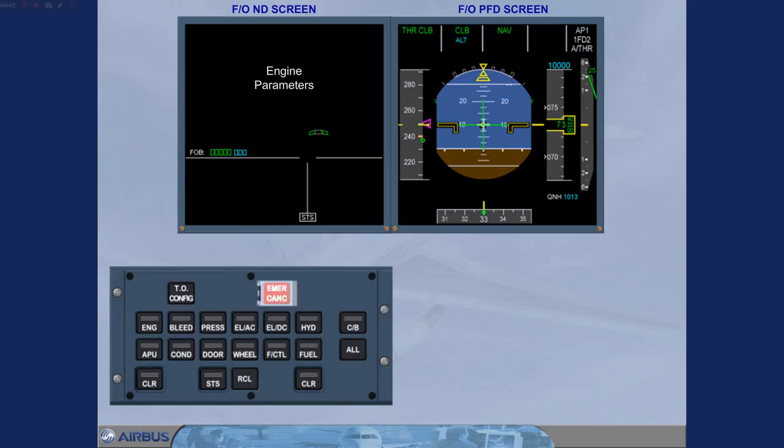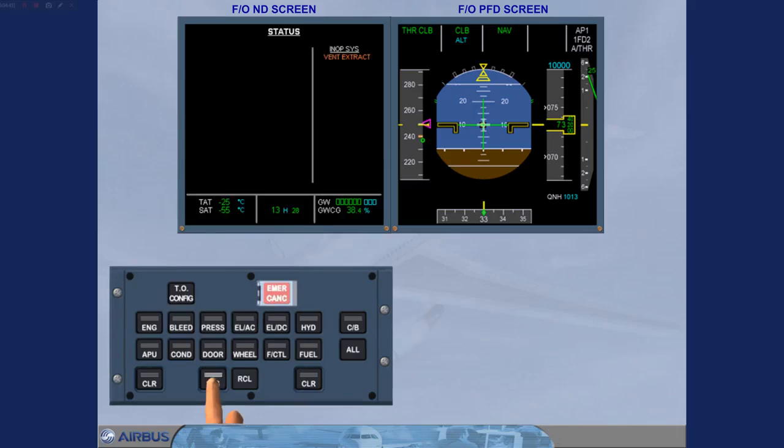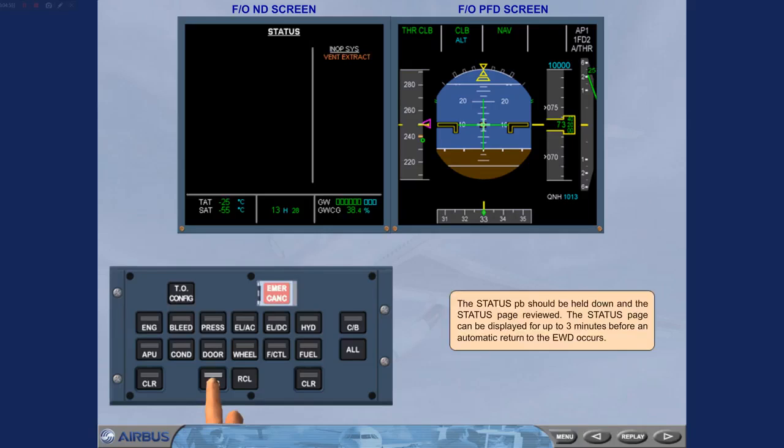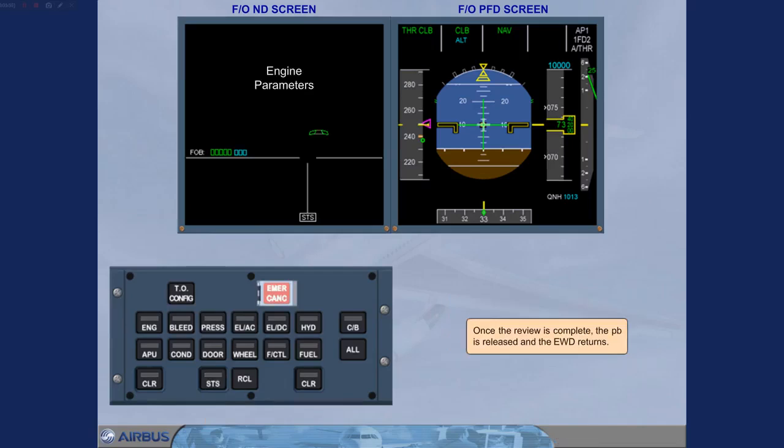The status push button should be held down and the status page reviewed. The status page can be displayed for up to 3 minutes before an automatic return to the engine warning display occurs. Once the review is complete, the push button is released and the engine warning display returns. The Ecam procedure is now complete. There are no lights on the Ecam control panel.